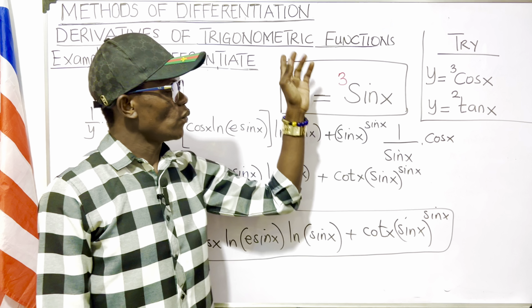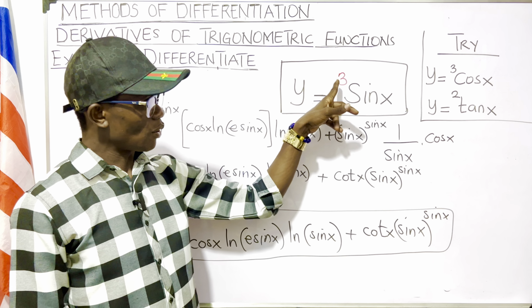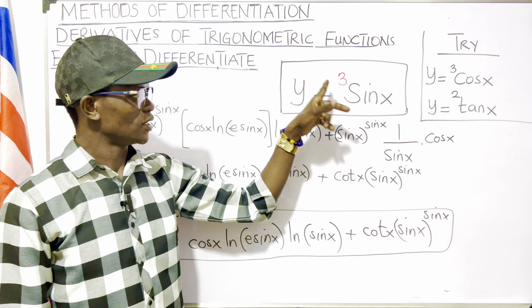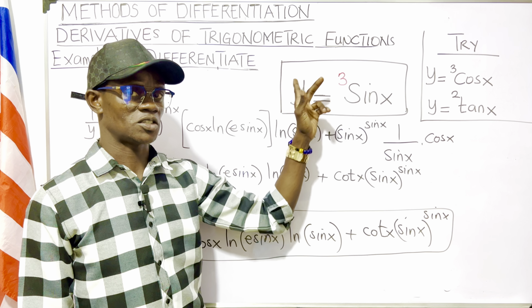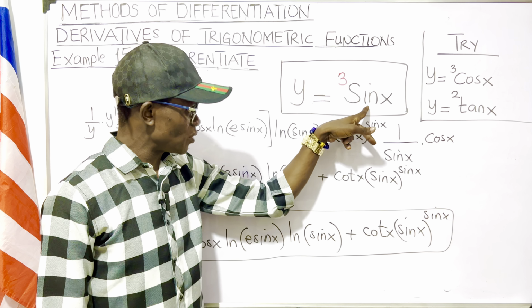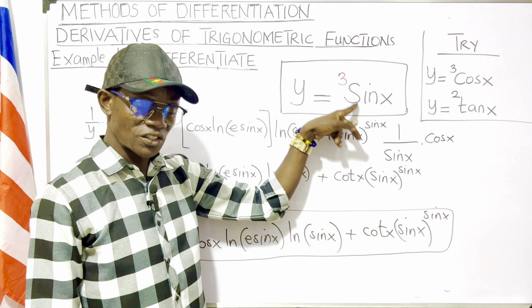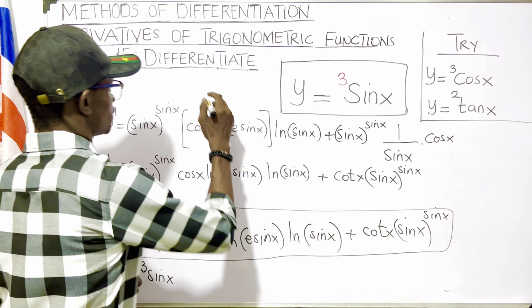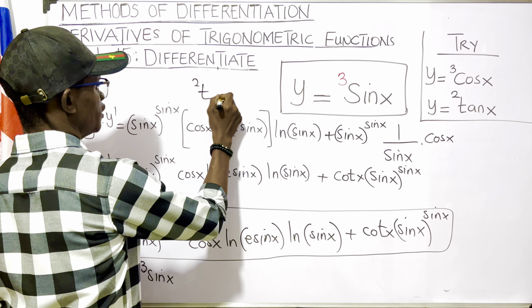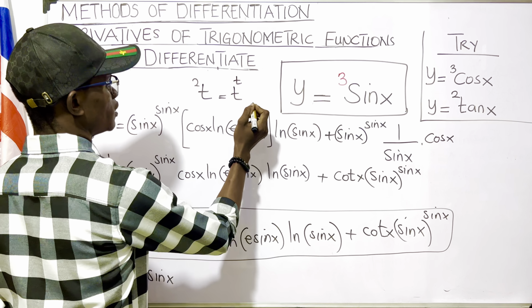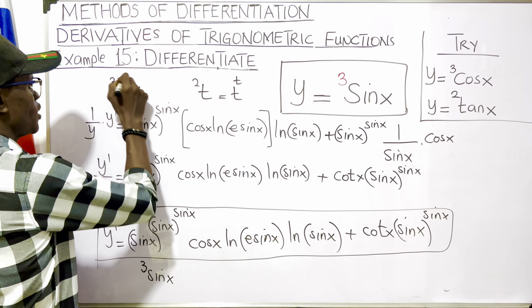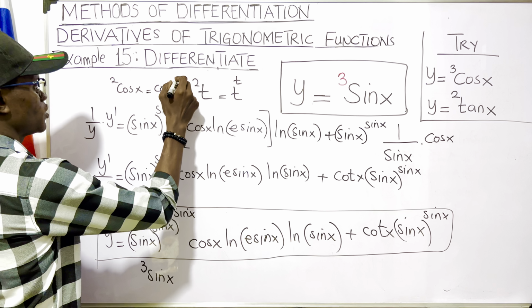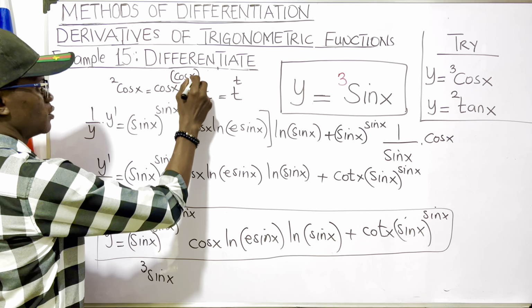So remember, when the power is sitting on this side of the expression, it indicates that the expression is raised to itself, not that the expression is raised to the number of times it's been written. If it was t and then you have 2 here, it means t raised to t. If it was cos of x and then you have 2 here, it means cos of x raised to cos of x. So take note of that.